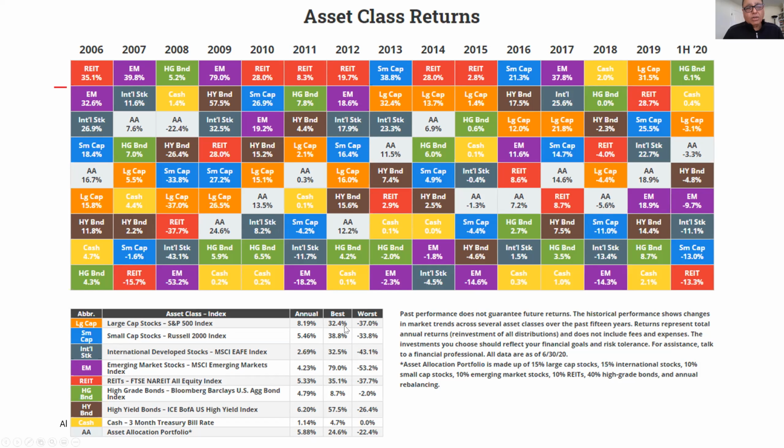If you have a long enough horizon, and unless you're a 65-year-old, then maybe the horizon shrinks. But if you're younger than that, you have plenty of horizon.